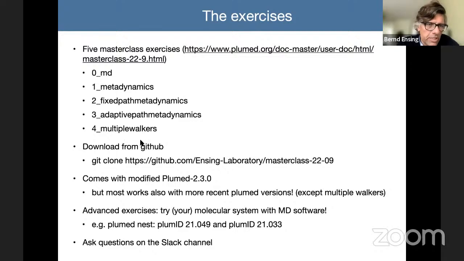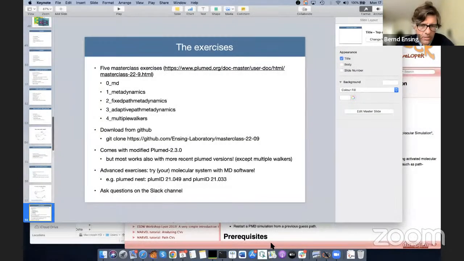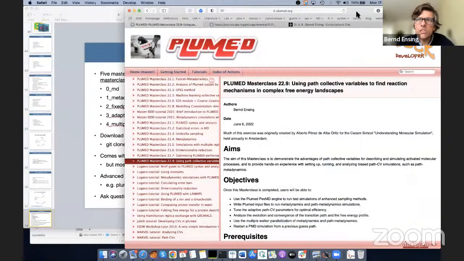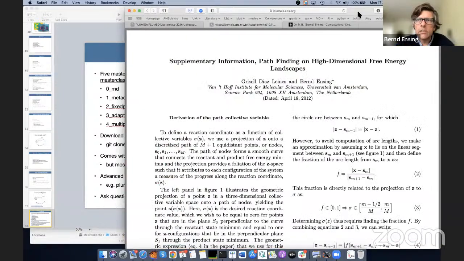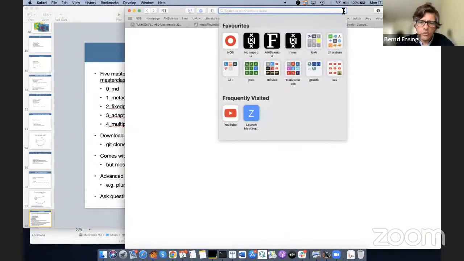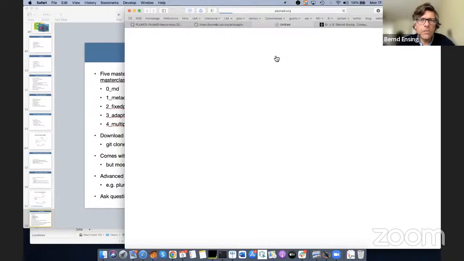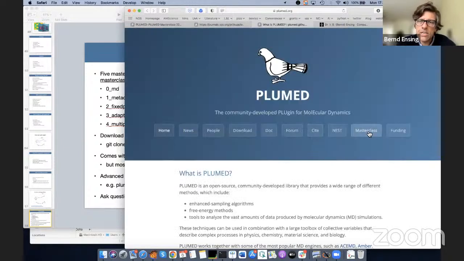To do those exercises, you have to do a git clone. Basically do this command, but that's all described on the website of PLUMED. So if you go to this masterclass HTML file, you will see this. And I can quickly show you. Let me open a new browser. So I go to plumed.org. We're here. I go to masterclass, right?